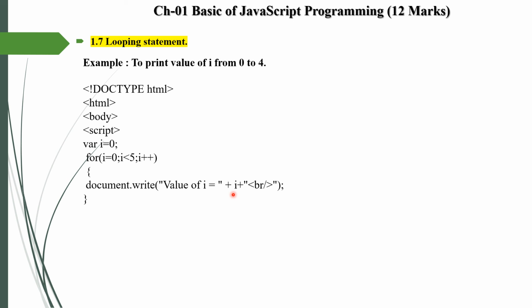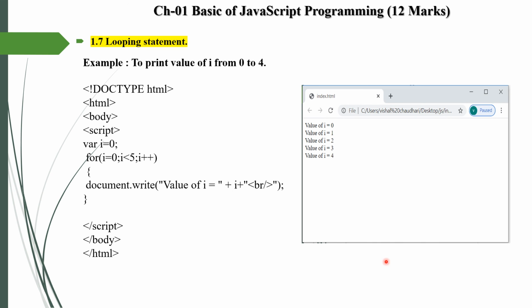Every time the value of i is changed by 1. First time it is 0 and then it is increased by 1 up to less than 5. Then we define one code, the br tag from HTML, which is used to print on the next line. So the cursor prints the next output on the next line. Then we close the script tag, the body tag, and the HTML tag.